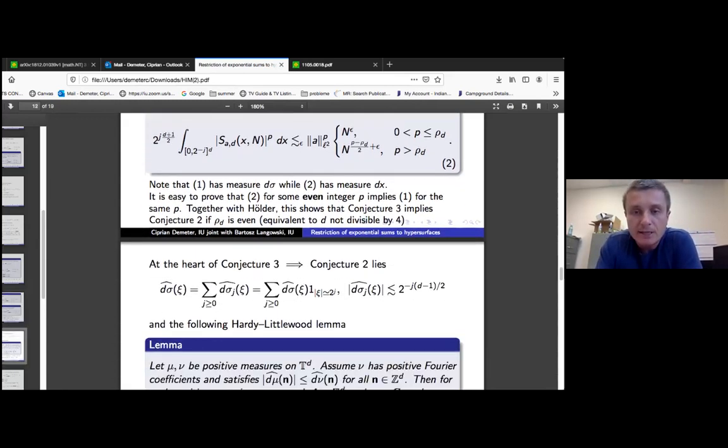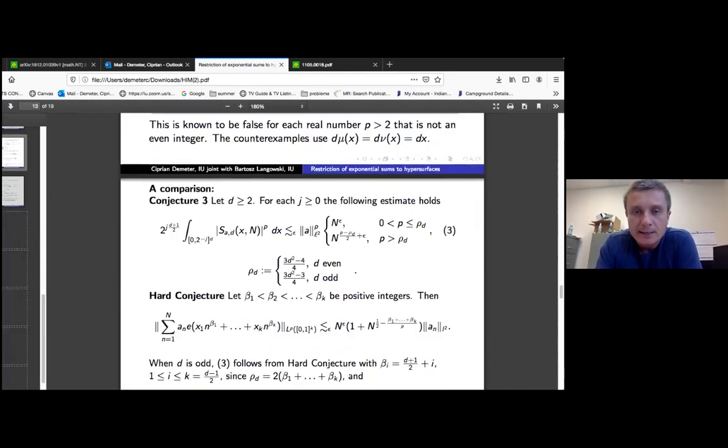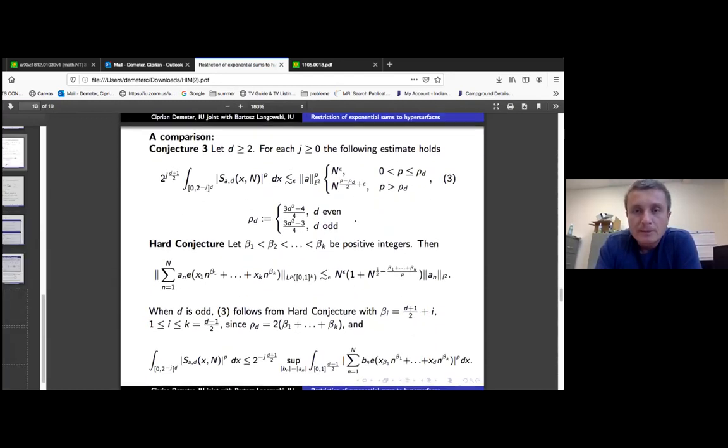So let me tell you what this implies in our case, or perhaps I'm going to speak to the number theorists for a minute and compare this conjecture 3, which is now listed at the top of the screen, with what I call a hard conjecture. Okay, hard really doesn't do full justice to this conjecture. It's about incomplete exponential sums, or non-translation invariant, if you want to call them that.